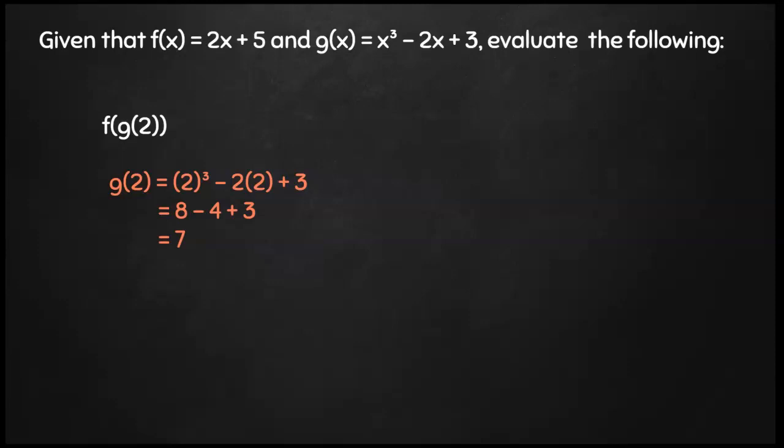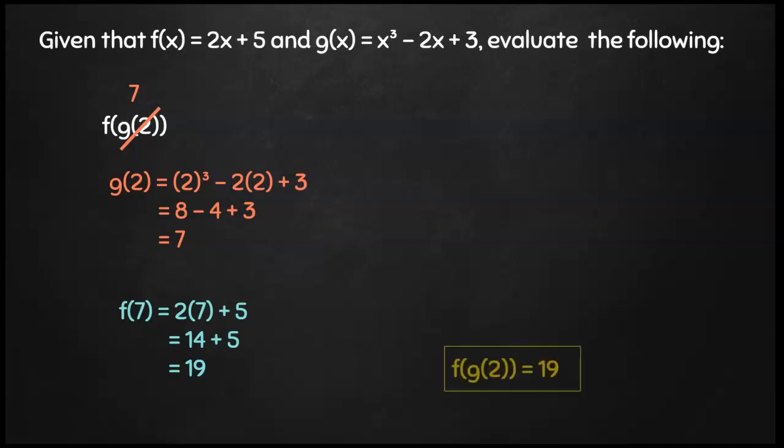When we simplify and use the correct order of operations, we will get an answer of 7. Now remember that the g of 2, which we evaluated, now becomes 7. We're going to use that value to evaluate our second function, which is our f function. I'm going to choose my f function, substitute the 7 in for the x, and then do my order of operations to get 19. So f of g of 2 is equal to 19.